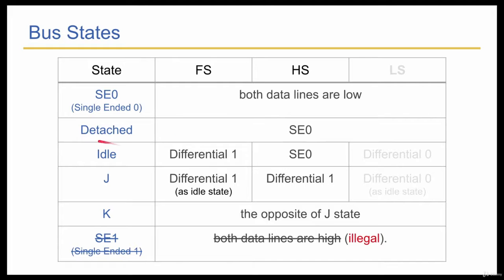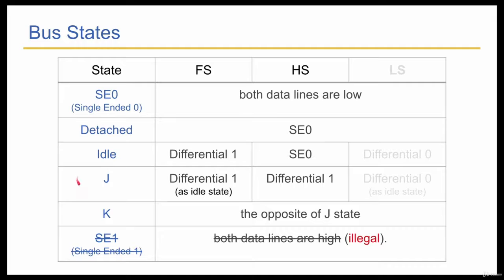The next state is idle. Idle means there is a device connected to this specific USB port, and to achieve the idle state in full speed devices, the USB port simply applies the differential 1 state. In other words, one data line is high and the other is low. It's not very important now to know which one is high and which one is low. We showed that in the previous lesson. As simple as this. And notice this is different, for example, for high-speed devices. But as said, let's now stay focused on full-speed devices.